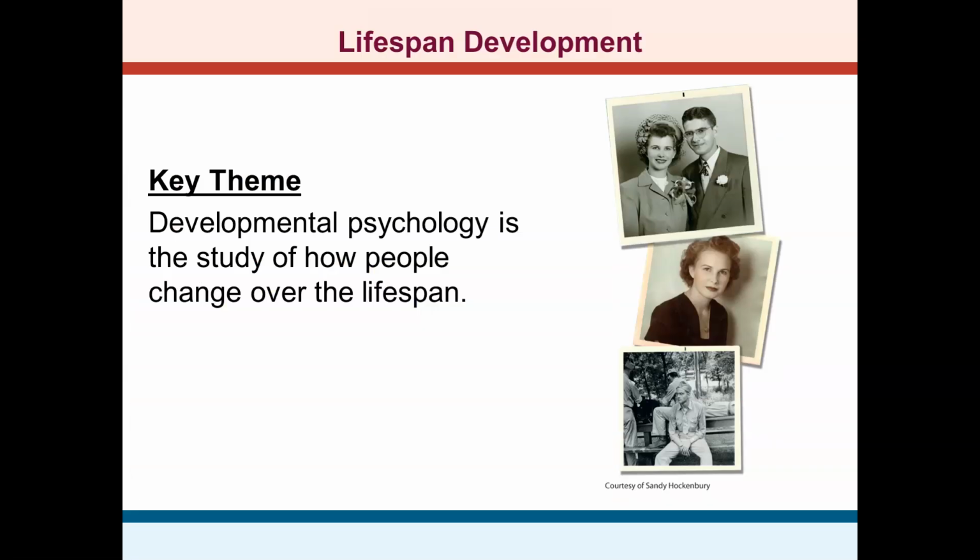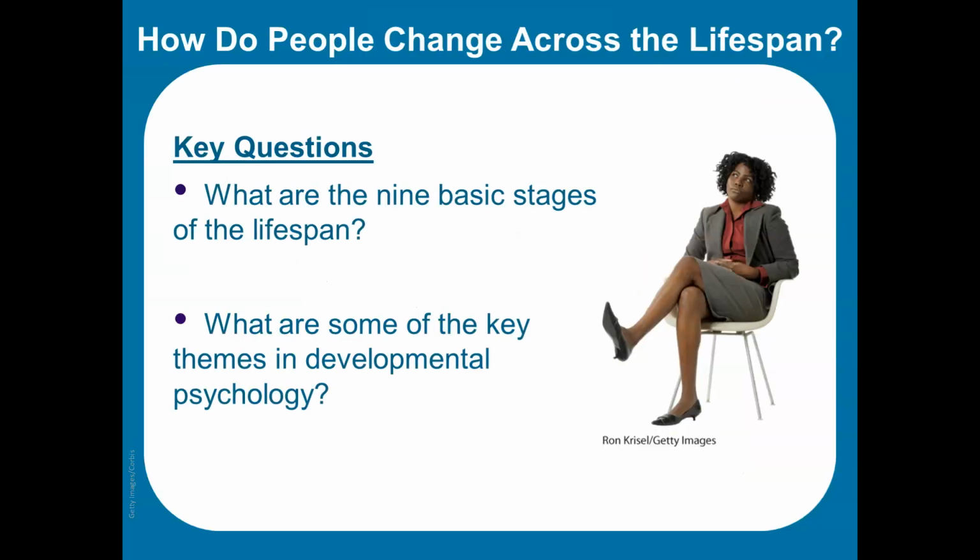First of all, just as a working definition, we want to understand what developmental psychology is. Developmental psychology is the study of how people change over the lifespan. So basically, how are they changed throughout their life? Now, we'll take a look at the various ways developmental psychologists look at this topic, but let's proceed.